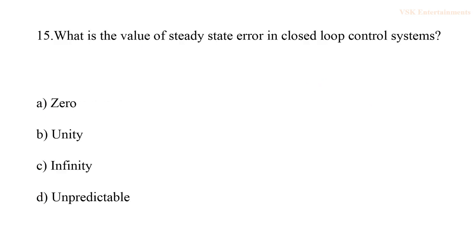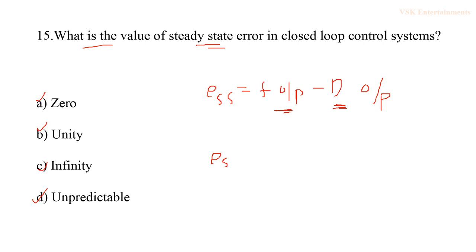Coming to next bit, what is the value of steady state error in closed loop control system? Options are 0, unity, infinity and unpredictable. This bit is related to controllers. Steady state error is defined as the difference between final output and desired output. Generally in closed loop control system, final output is equal to the desired output, means these two values are same. If these two values are same, means we are getting steady state error, ESS, equal to 0. So option A is the right answer for this bit.